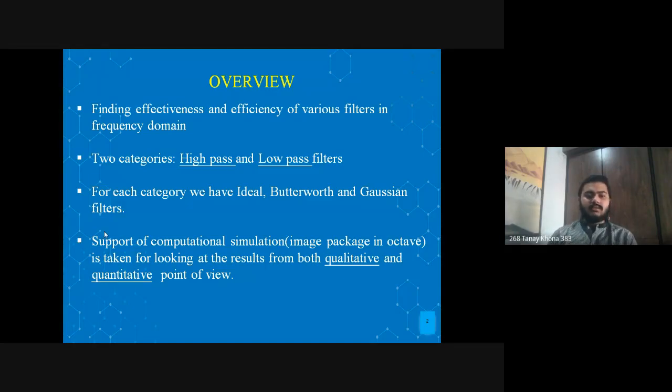To support this, we have taken help of computational simulation to look at our results both quantitatively and qualitatively. The flow would be, I'll take you through the theory work and my partner will take you through the computational work and results. So let's start with the theory component.